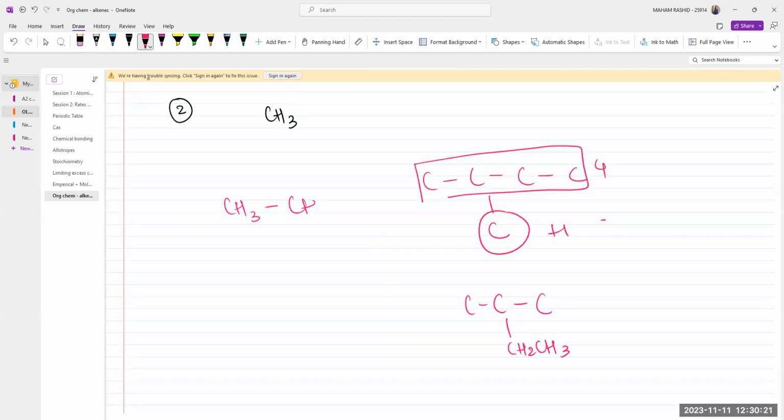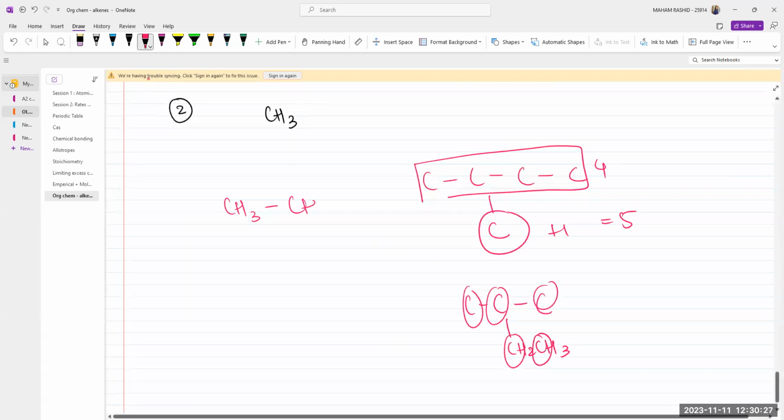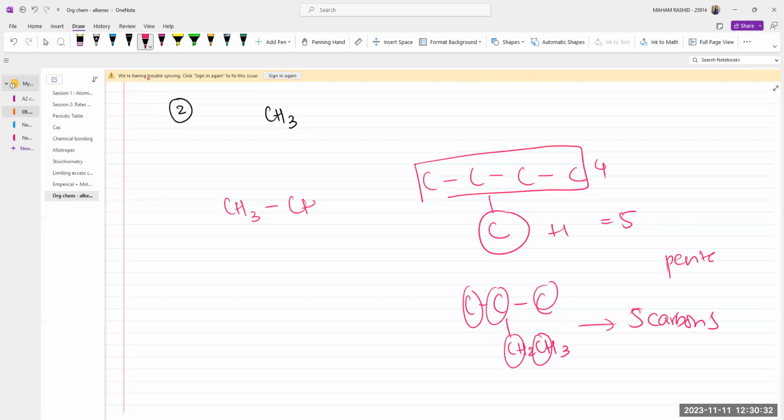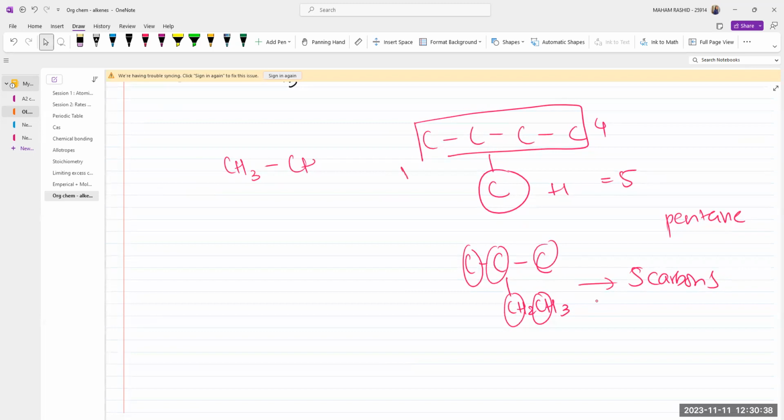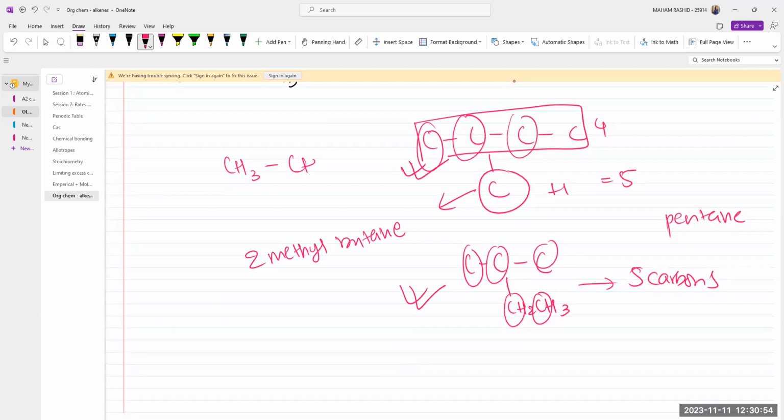So 4 carbons plus 1 carbon gives you 5, right? Or it could be this, 1, 2, 3, 4, 5 carbons. This also has 5 carbons, and both of these are pentane. Now I don't know how you would differentiate between this one and this one. For that, you need to have proper naming. And how will proper naming be done? This is going to be called 2-methylbutane. And why do we say butane? Because this has 1, 2, 3, 4 carbons and a methyl group attached, right?